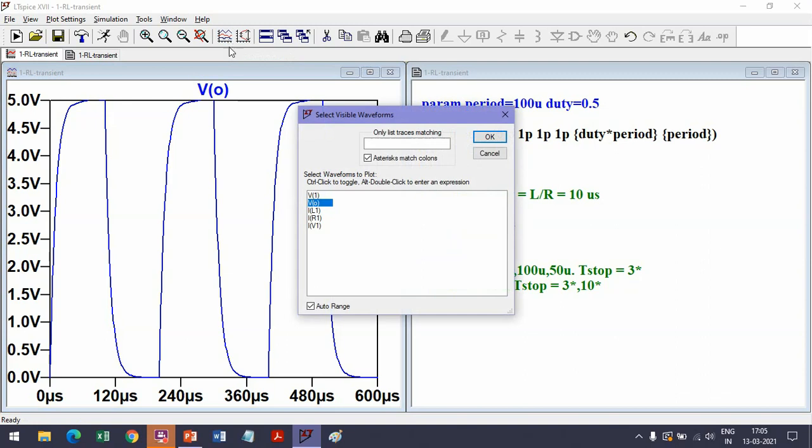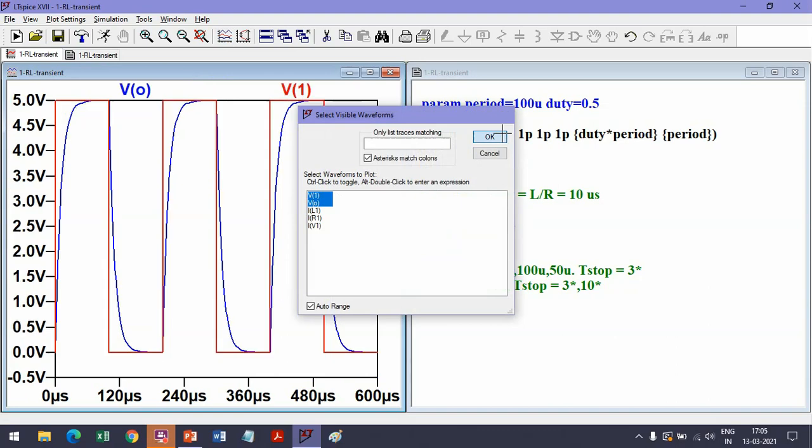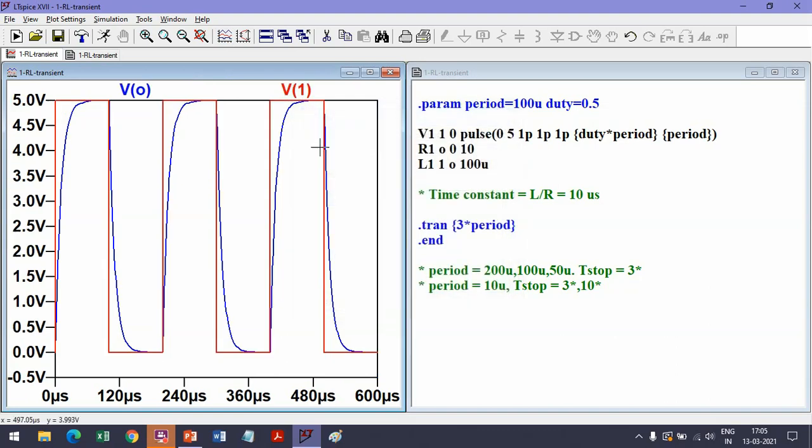Okay, why not? For now, let me plot it. We'll see afterwards. Okay, so this is the input. The input is a square wave. The output takes time to reach the input and so on. Now let's make the time period half. So 100 micro. So let's see what happens.